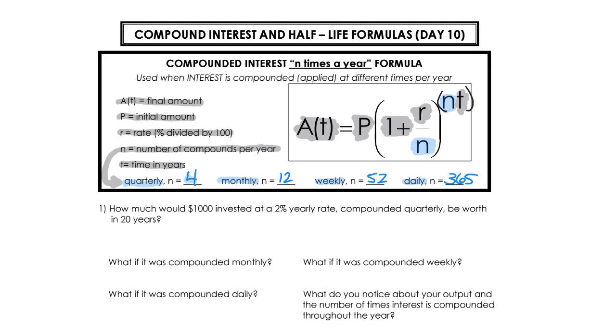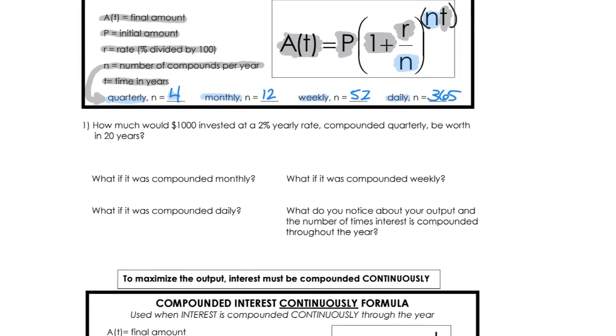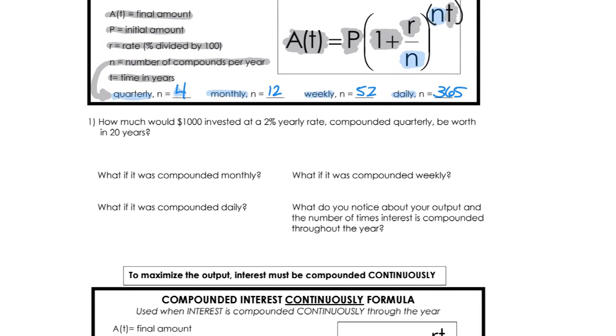All right, so let's go ahead and see our first problem. I'll make sure that we can still see the formula. It says, how much would $1,000 invested at a 2% yearly rate compounded quarterly be worth in 20 years? All right, so because they use the word compounded, that's why this is not y equals a b to the x.